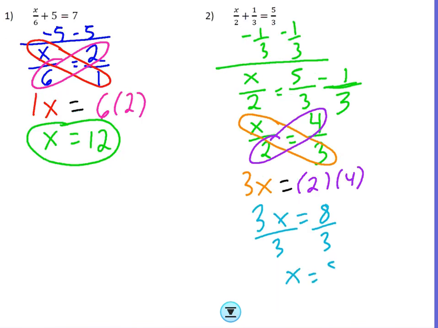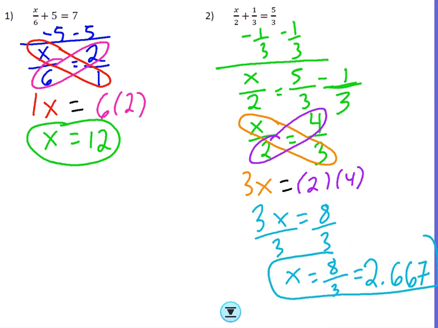So x equals 8/3. Remember, you can leave it as a fraction just like that, or 8 divided by 3 is 2.6 repeating. So that would be, if you round to 3 decimal places, 2.667. So either one of those would be a fully acceptable solution.